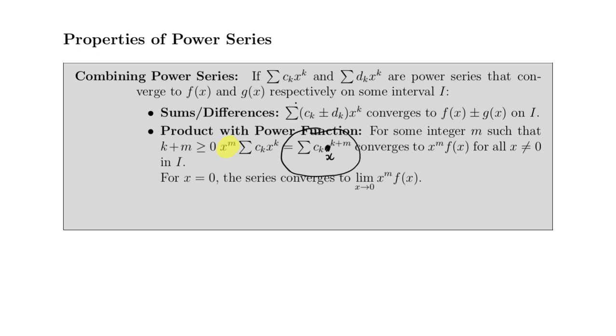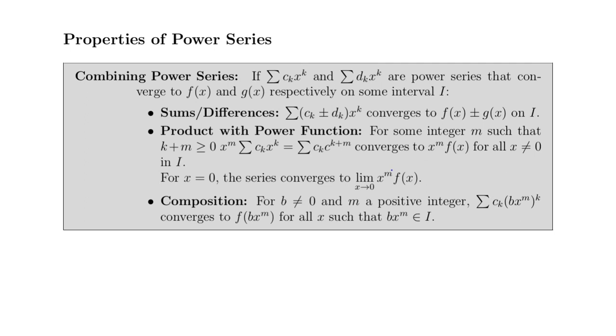It's going to converge for all non-zero x values in that interval of convergence. And for x equals 0, we're going to converge specifically to this limit. The main problem that we have is that when x equals 0, it is possible to divide by 0 here. If m is negative, then it's really in a denominator, and we're dividing. And so then we need to investigate a limit.